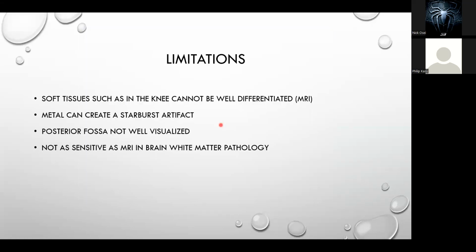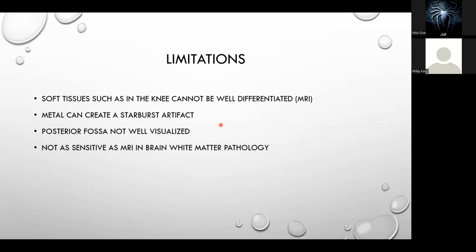So what are some of the limitations? Soft tissue, such as in the knee, cannot be well differentiated. So typically, when you have to examine a place like the knee joint, you wouldn't use a CT scan; an MRI would be better. And also, when the person has any metallic object, it can cause a starburst artifact. It will look like rays of light coming from it and distort your image.